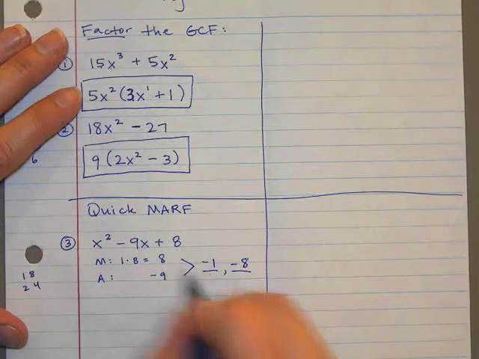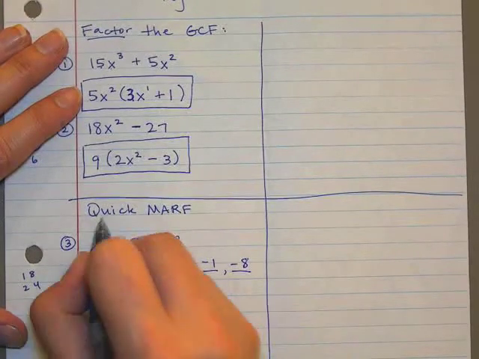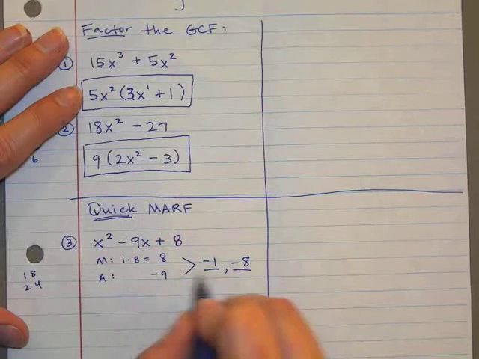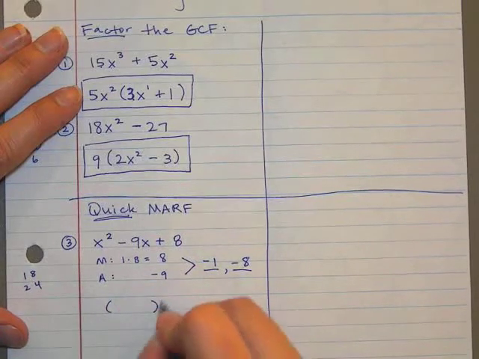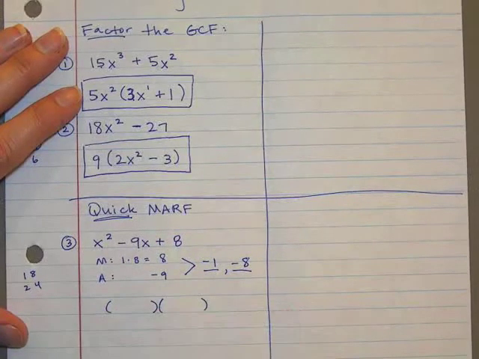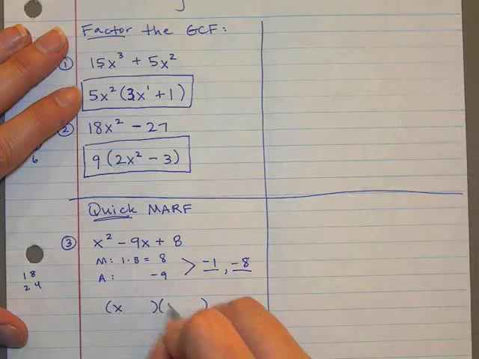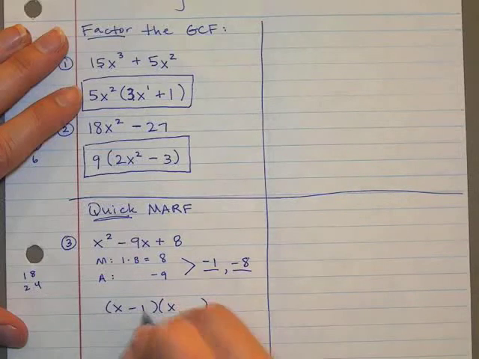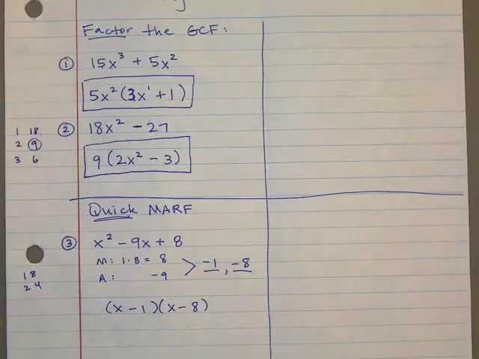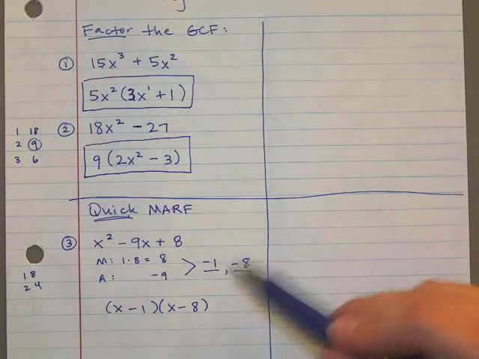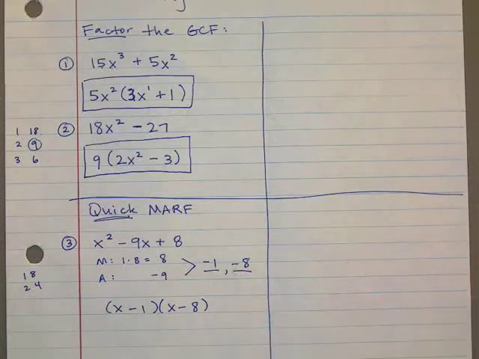When we have x squared at the beginning, this is quick MARF again, remember, we can take our magic numbers and they are what go in the parentheses. So we're going to have x's at the beginning and then -1 and -8. So these are really quick little problems, okay? So find your magic numbers and then they go with x's inside the parentheses. All right, let's try a few more of those.